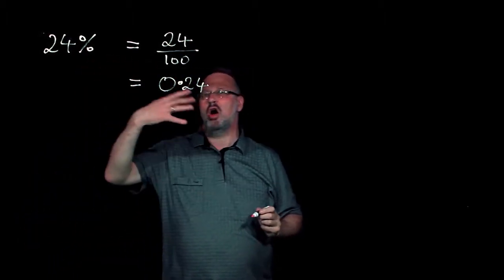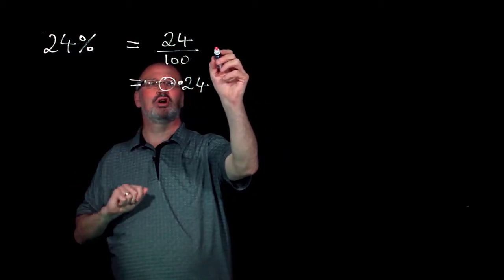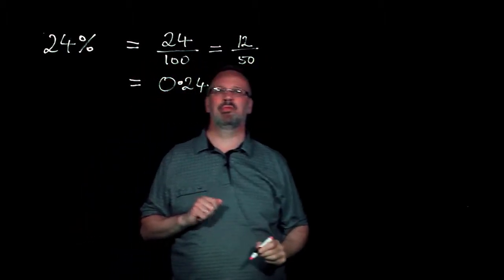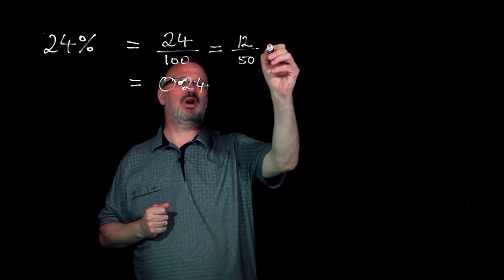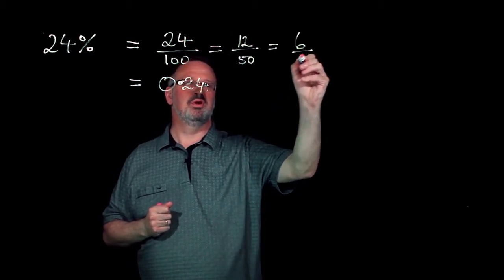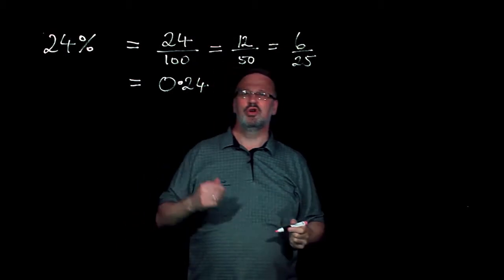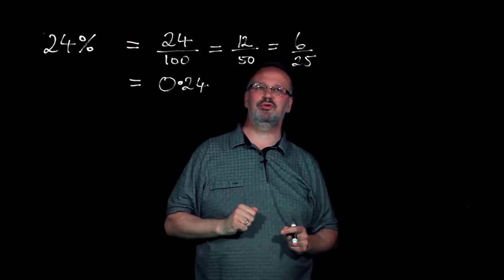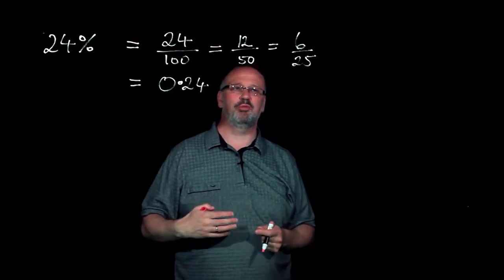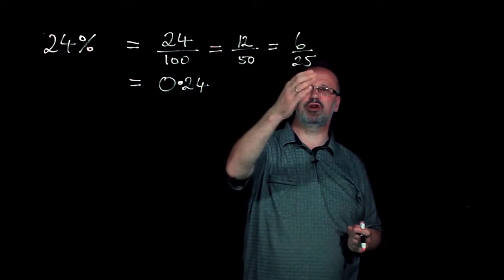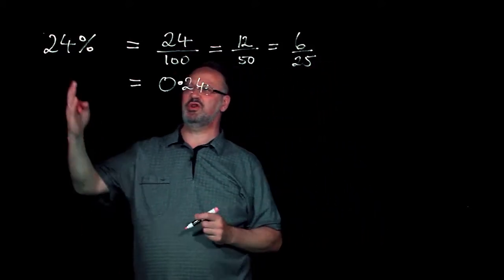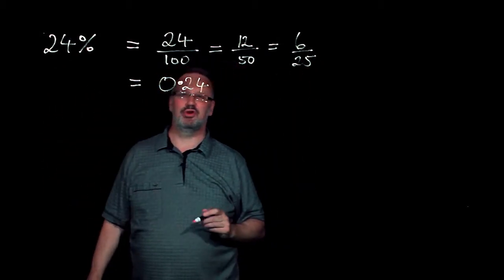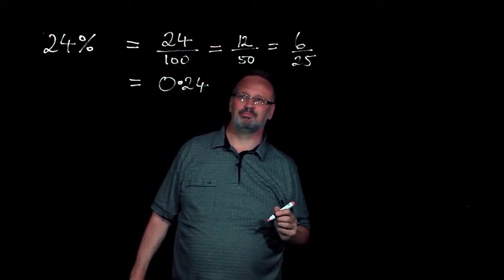And here I could simplify my fraction, 24 over 100. I could say this is equivalent to 12 over 50. And again, I can reduce this still a bit further. I could say this is 6 over 25 by dividing top and bottom here by 2. 24 divided by 2 is 12. 100 divided by 2 is 50. It can be simplified a bit further. 12 divided by 2 is 6. 50 divided by 2 is 25. So my 24% is equivalent to 6/25, or alternatively, I could have written it as 0.24.